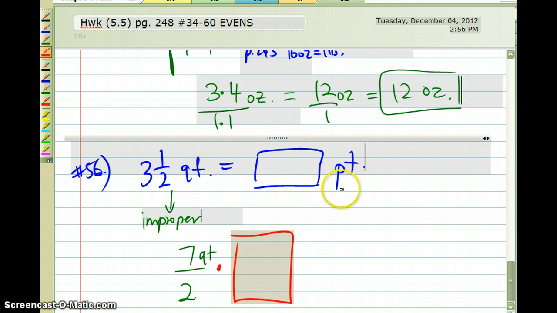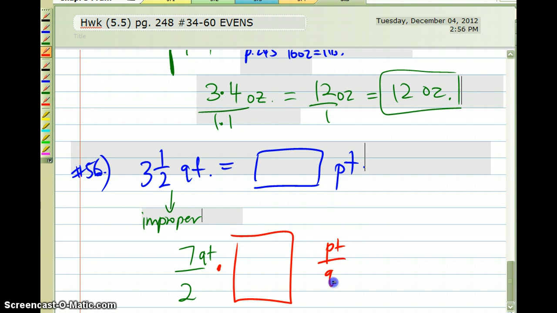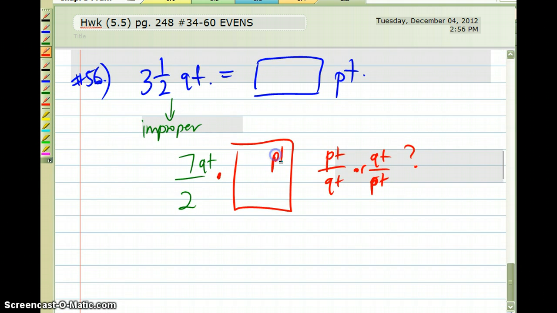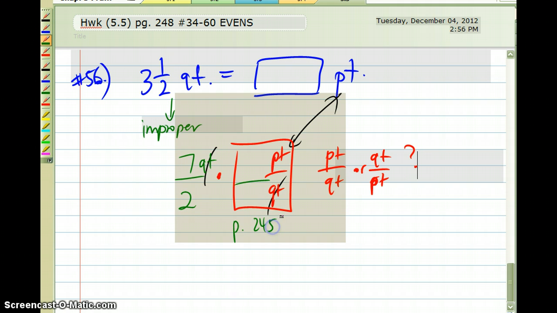That fraction is the relationship between quarts and pints. Should I write pints over quarts or quarts over pints? Good, pints over quarts. Pints goes in the numerator, quarts in the denominator. Because I want the answer to be in pints, I put it in the numerator. That also means the quarts cancel out, so I know I'm going in the right direction. Based on page 245 in the textbook, how many pints in a quart? Yes, there are 2 pints in a quart, so 2 for the pints, 1 for the quart.